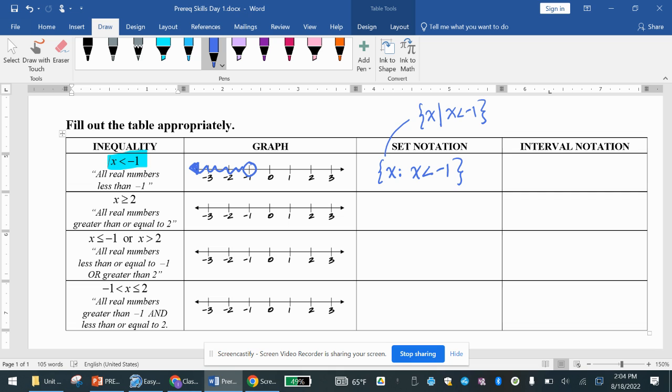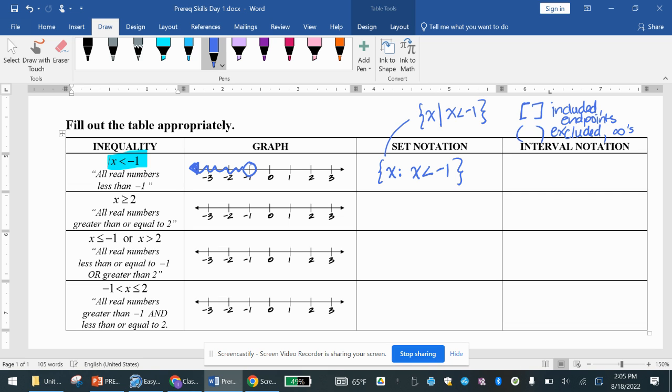Interval notation requires you to use either parentheses or brackets. Just as a quick reminder, brackets are for included values or endpoints. Parentheses are for excluded values. Gotta make sure that looks more square. So parentheses are for excluded values and for infinities.